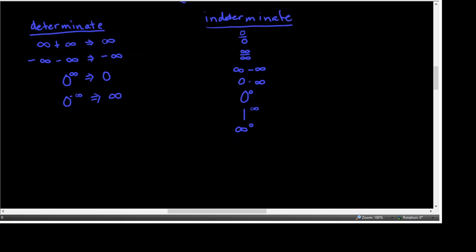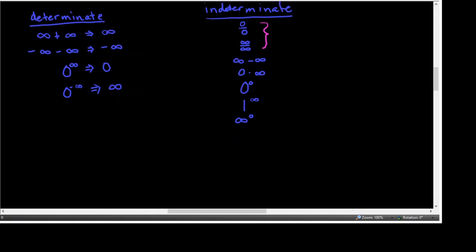Please remember that we can only apply L'Hopital's rule to the first two. So if we don't have that form, we can't do L'Hopital's rule. We can sometimes adjust, like we've seen in this lesson, so that it becomes that, but until it's that, you can't use L'Hopital's rule.